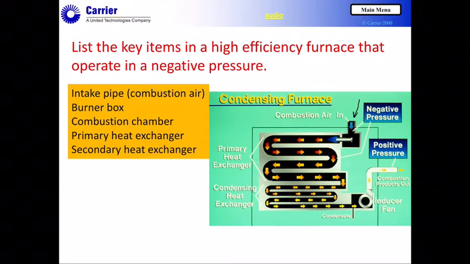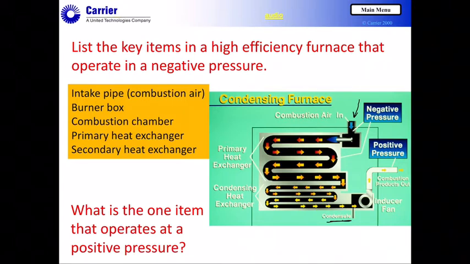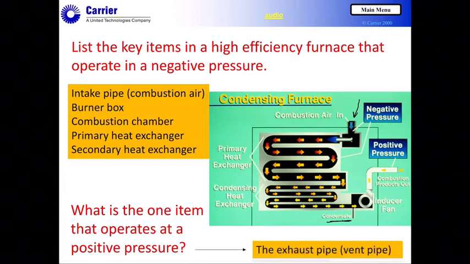Then you have, of course, the primary exchanger or the combustion chamber, and then what they call the condensing heat exchanger, or I'll call it the secondary heat exchanger. Everything is under a negative pressure in this case, including the condensate area that's listed down below here at that outlet. Now that's fairly typical of most furnaces. Now, is there any of them that operate in a positive pressure? Well, yeah. The one that does is actually going to be the exhaust pipe. So the exhaust vent pipe leaving the blower or the inducer fan is typically associated with a positive pressure.